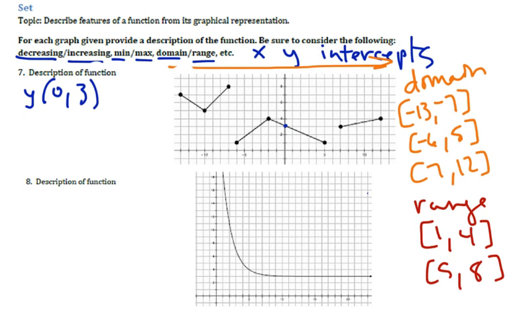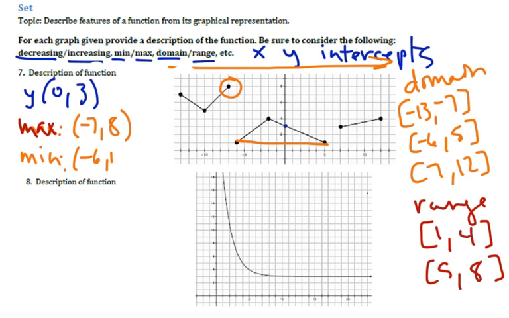Okay, minimums and maximums. What's the highest we go? The highest would be that point at 6, right? So the maximum at the point negative 7, positive 8. Not 6, 8. Oh, that's max. Sorry. Making mistakes here. The minimum's how low. And we see that it has two of them, right? At negative 6 and 1, and at positive 5 and 1. Okay, so then if there's any other ways you can talk about describing it, you can list them. But those are the main ones we're looking for.